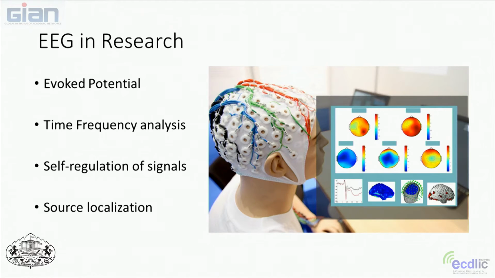Okay, so in research, EEG is used in different ways. People look at evoked potentials. They look at time frequency analysis. There's been some work with people trying to regulate their own EEG signals. We're going to look at that. And as I mentioned before, source localization, which focuses on trying to find where the source of the EEG activity is coming from. Yes?